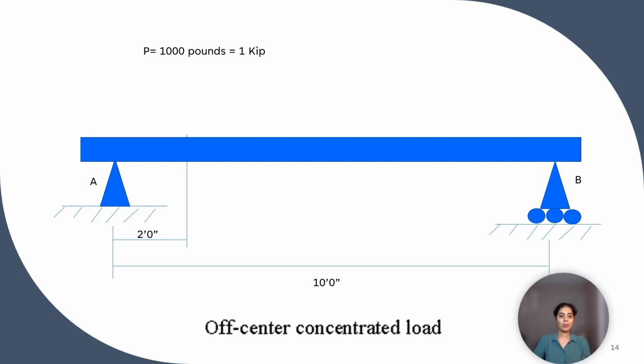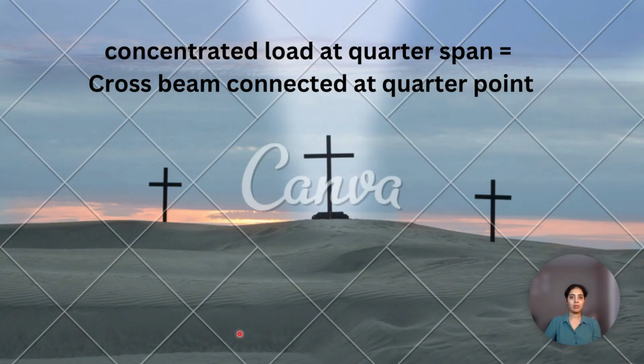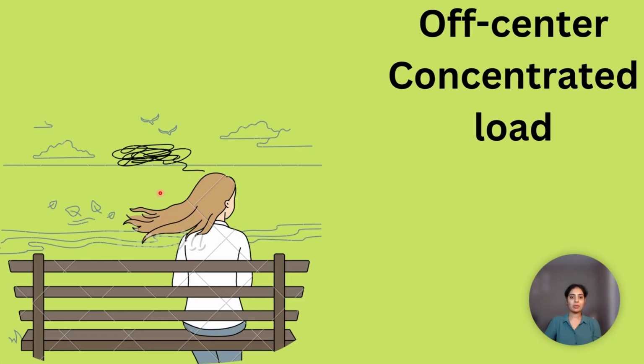This is how the off-center concentrated load is shown. It is the magnitude of 100 pounds at 2 feet from the support A. Off-center concentrated load. The girl sitting on one side of the bench is the example of off-center concentrated load, and a cross beam connected to the quarter point is an example of this type of load.